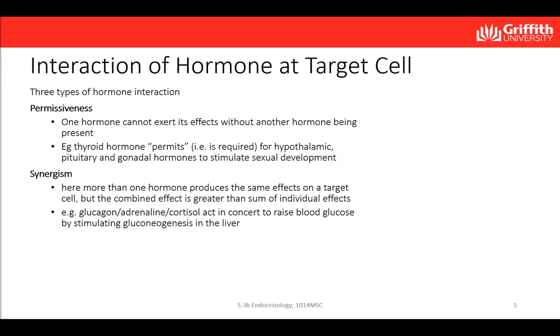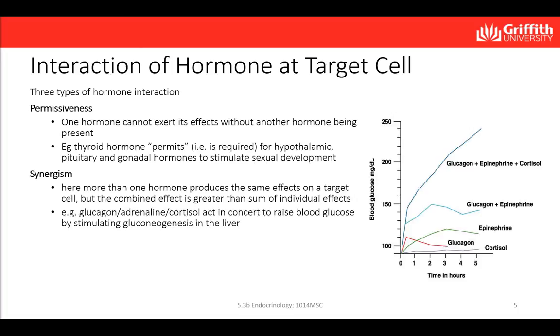Synergism occurs when more than one hormone produces the same effects on the target cell, and the combined effects are amplified, meaning the combined effect is greater than the sum of the individual effects. For example, glucagon, epinephrine, and cortisol all cause the liver to release glucose into the blood by initiating gluconeogenesis. When these hormones act together, the amount of glucose released is far greater than the amount of glucose released when each of these hormones act individually.